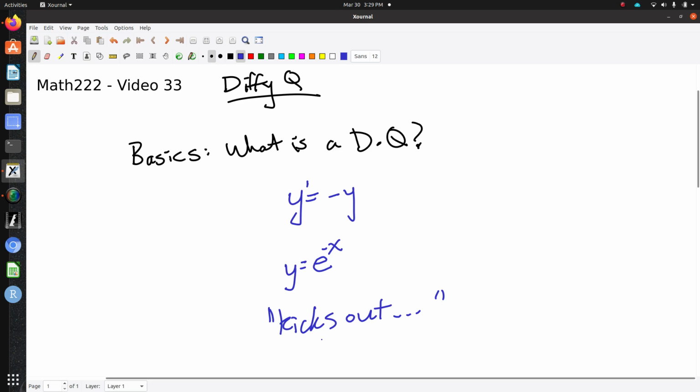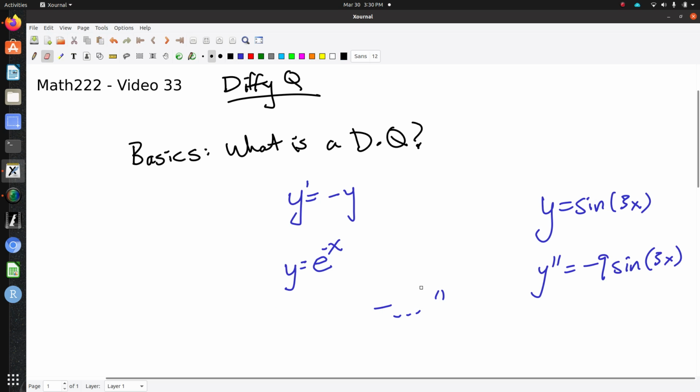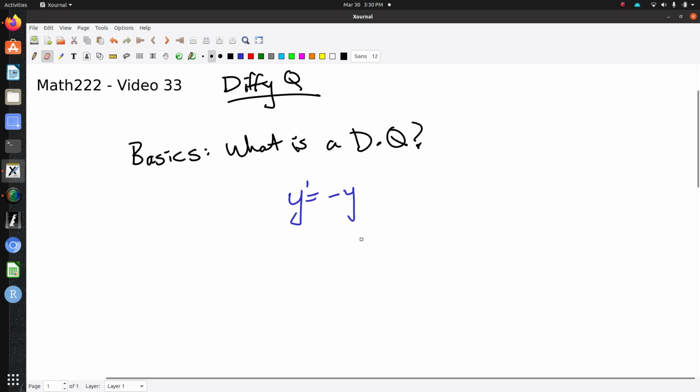So we'll say, if you have y equals sine of 3x, and you take 2 derivatives, it'll kick out a minus sign and a 9, for example. We use that kind of expression to indicate that after 2 derivatives, you're kind of back to where you came from, but you get a 3 comes out twice, and a negative comes out once. So we do use that expression, it kicks out a. It's very colloquial. You wouldn't use it in formal writing, but we use it all the time in discussing what it does.